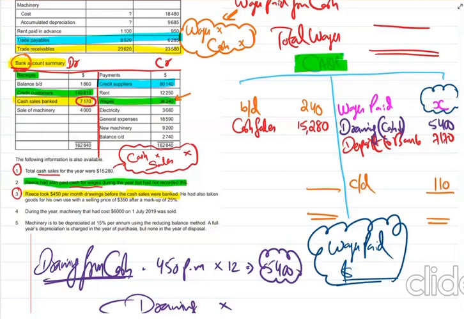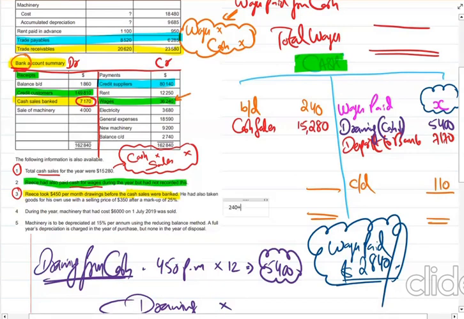2840. 2810. 40. Check again. 240 plus 15280 minus 540 minus... 2840. I did it. Yeah, 2840. So, till here, any questions?